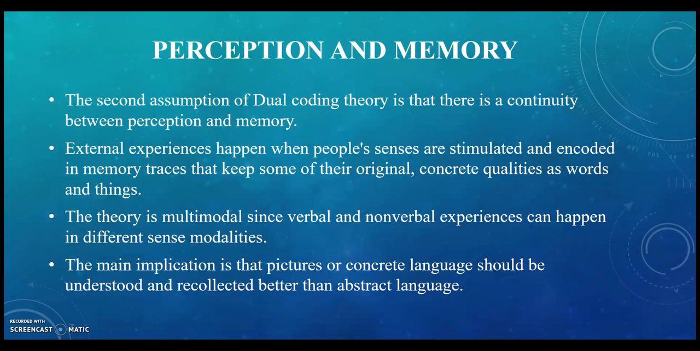Dual coding theory is based on the common assumption of a continuity between perception and memory. External experiences occur when people's senses are stimulated and encoded in memory traces that keep some of their original concrete qualities as words and things. The theory is therefore multimodal because both verbal and nonverbal experiences can occur in different sense modalities, including vision, hearing, and touch in the case of language, and all five senses in the case of mental images. The main implication of the theory is that pictures or concrete language should be understood and recollected better than abstract language.